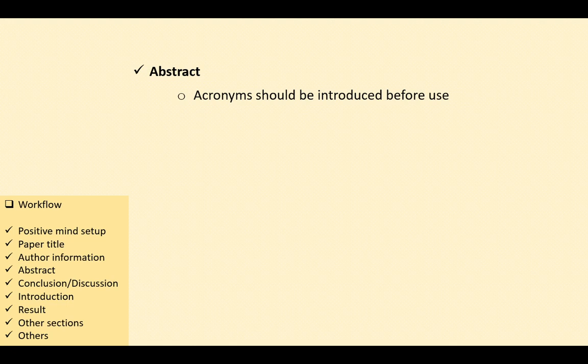Once you read the abstract, you should again pay attention to the acronyms. If any acronym or abbreviation is used without introducing it, for example IoT, then before using IoT they should write Internet of Things in brackets, or write Internet of Things followed by IoT in brackets, or they can use i.e., right? Any abbreviation or acronym that is used has to be introduced.